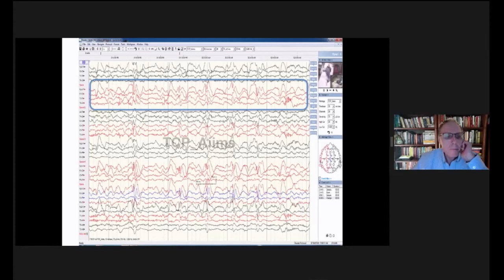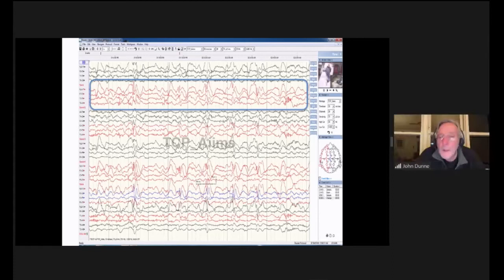Okay. Dr. Dunn? I just completely agree with Akio and Erasmo to say that we know that this is pointing to the left anterior quadrant, and that's the limitation of surface EEG.